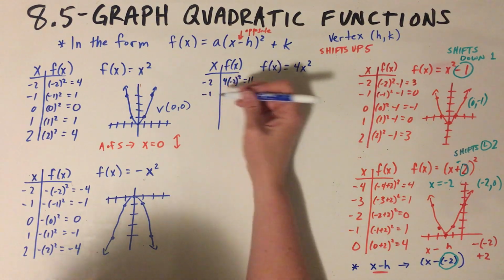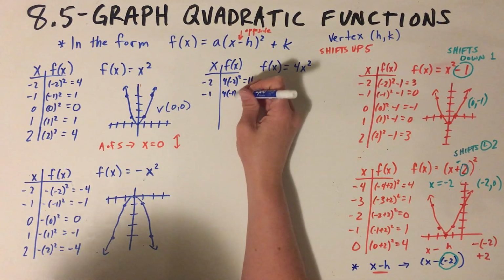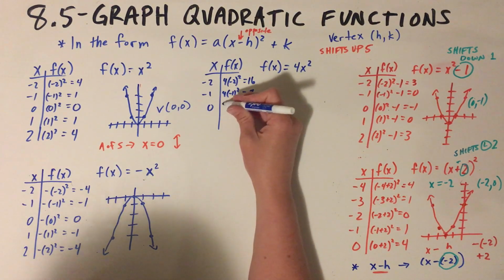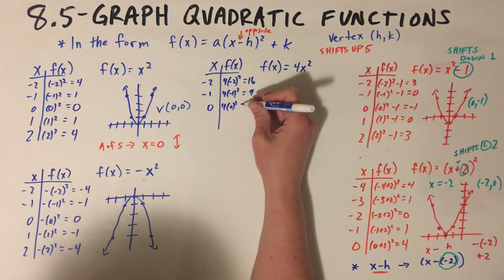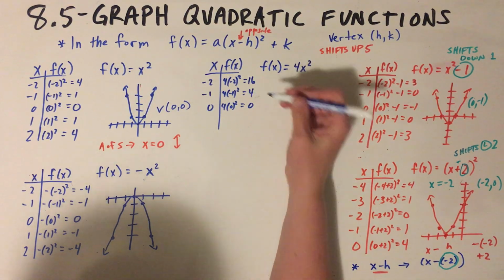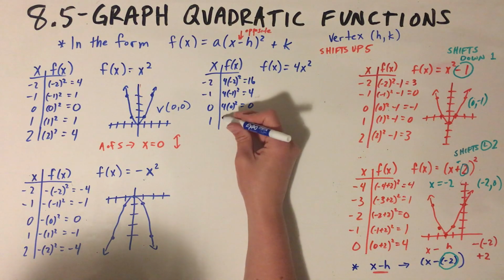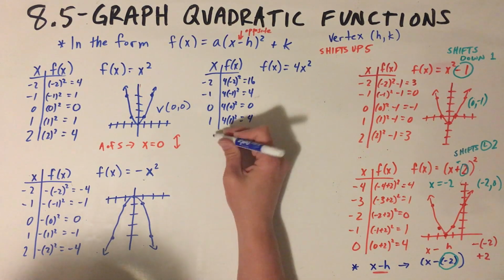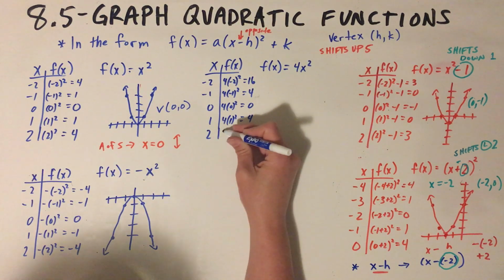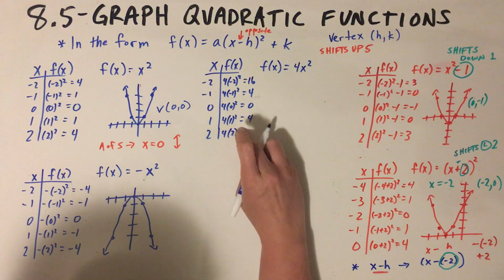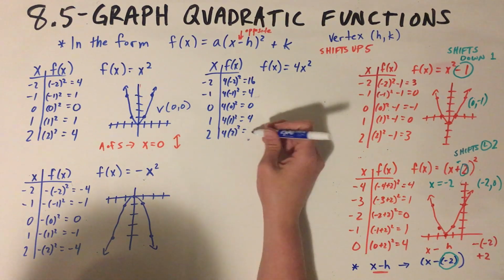Holy cow. Okay, negative 1, I'm going to get negative 1 squared, which is 1 times 4, which is 4. 0, I'm going to get 0 squared, which is 0 times 4, which is also 0. You can hardly tell what I wrote there. When I get 1, it's going to be 1 squared, which is 1, times 4, which is 4. And when I do 2, I get 2 squared, which is 4, times 4, which is 16.